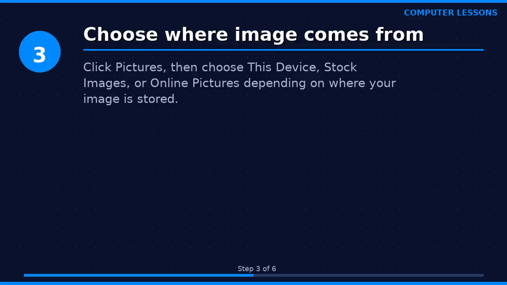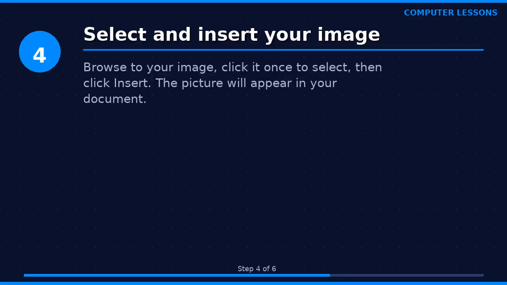Step 4. A file window will open so you can browse your folders. Find the picture you want, click it once to highlight it, and then click the Insert button. After a moment, you'll see the image appear right in your Word document at the spot you selected.